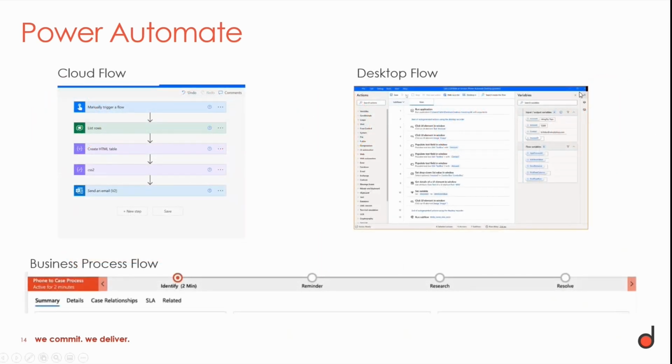Here's some examples of the different kinds of flows. So you can see we've got cloud flows up there on the left-hand side, very, very inline coding. Desktop flows are similar, but they have a much wider range. So you can see on the right-hand side there's a lot more to the desktop flows. And then underneath there's an example of what a business process flow would look like, where you can set different stages and record what happens in each stage.